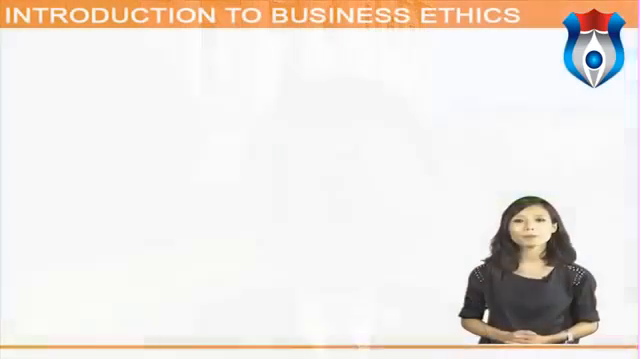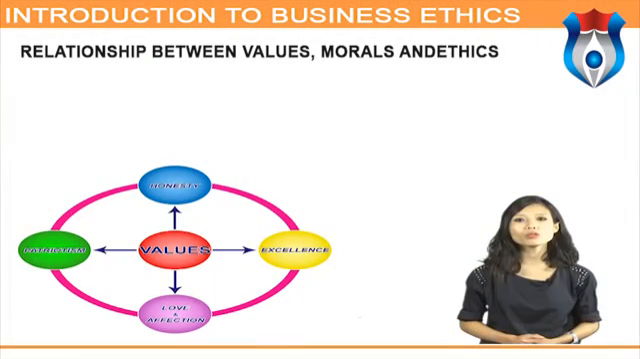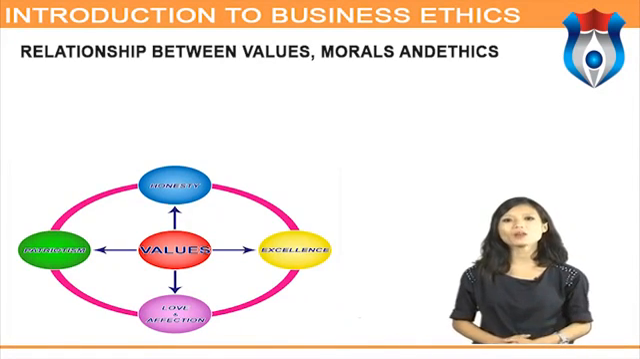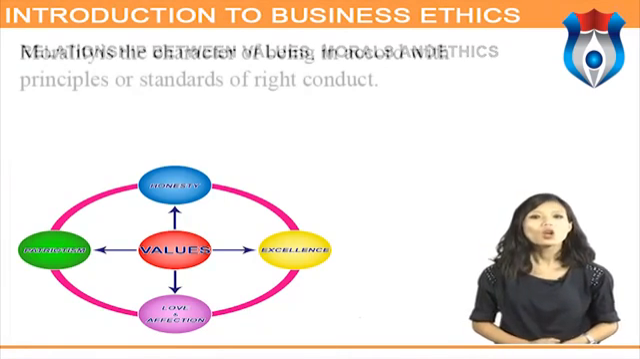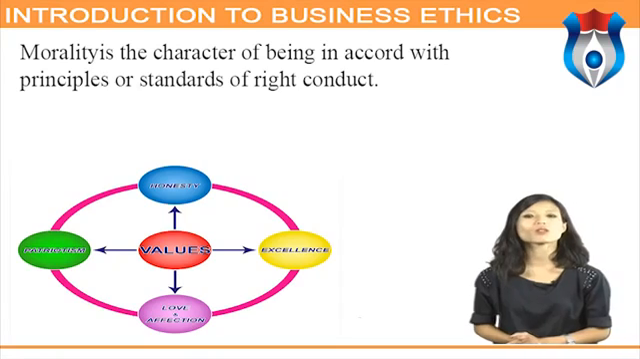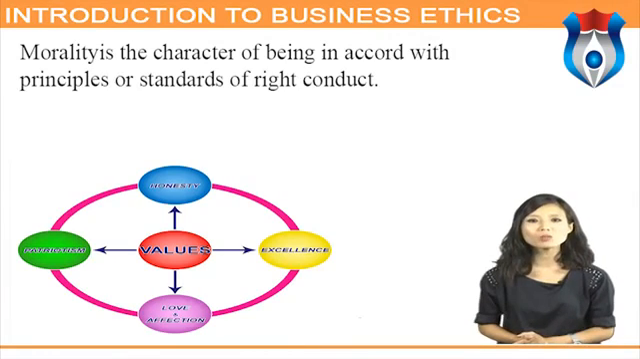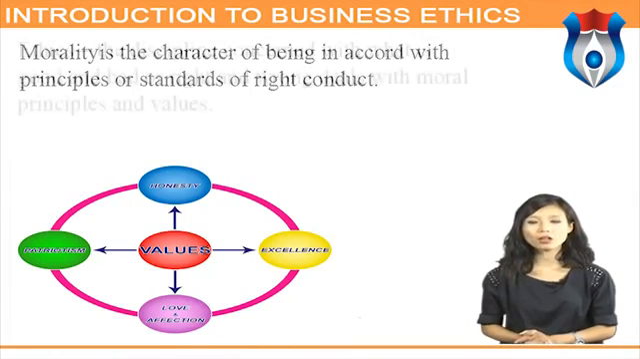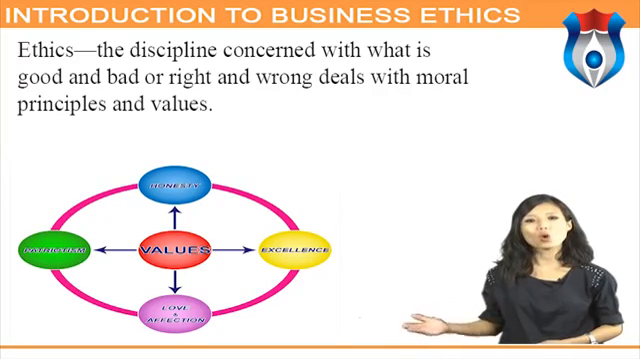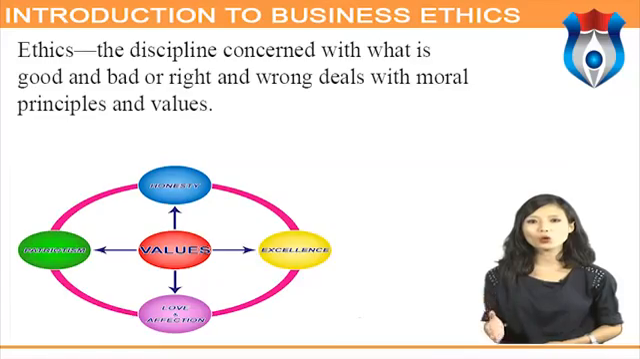An ethical dilemma. Relationship between values, morals, and ethics. Now let's find out how values, morals, and ethics are in connection with each other. Morality, from the Latin moralis, meaning habits or custom, is the character of being in accord with principles or standards of right conduct. Ethics, the discipline concerned with what is good and bad or right and wrong, deals with moral principles and values. Morals and ethics are important to all people regardless of their world view.